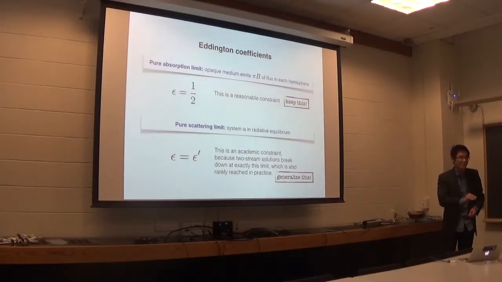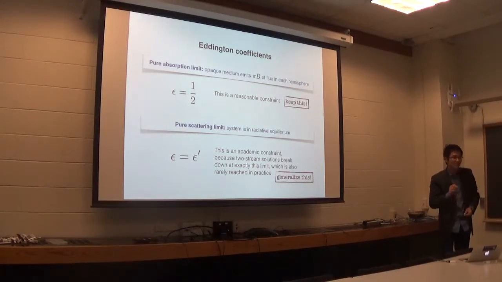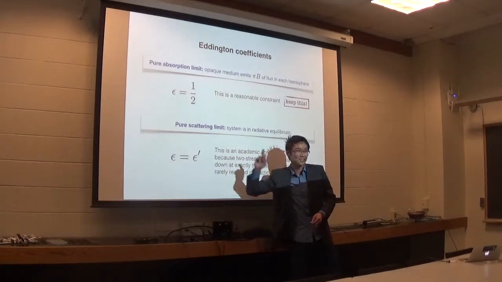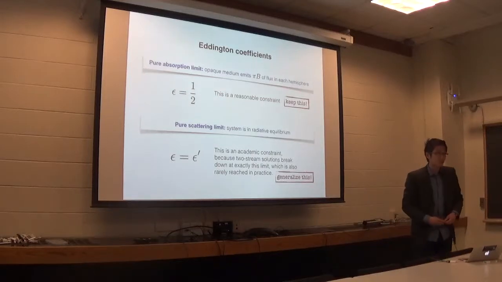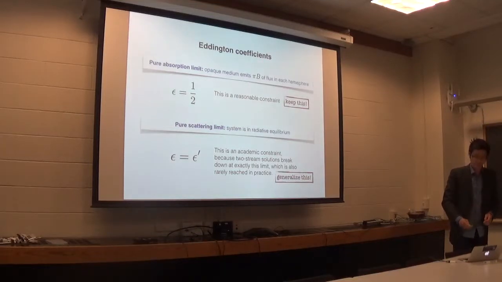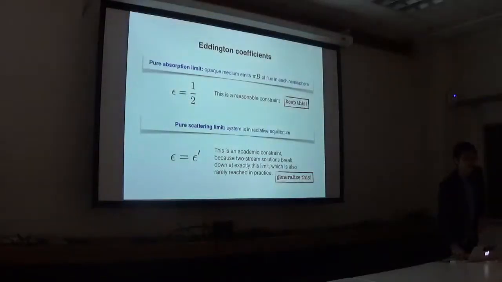It's saying that in the pure scattering limit, I would like to enforce radiative equilibrium to inform myself what the relationship is between the Eddington coefficients. That's not what I'm saying. What if it's not pure scattering? Sorry, we can talk more. I think we should. There's some terminology issue. Let's see the punchline.